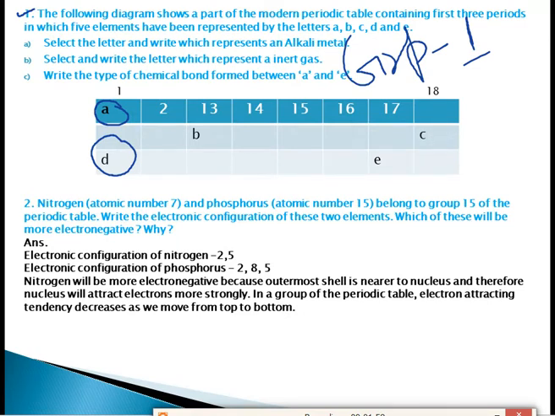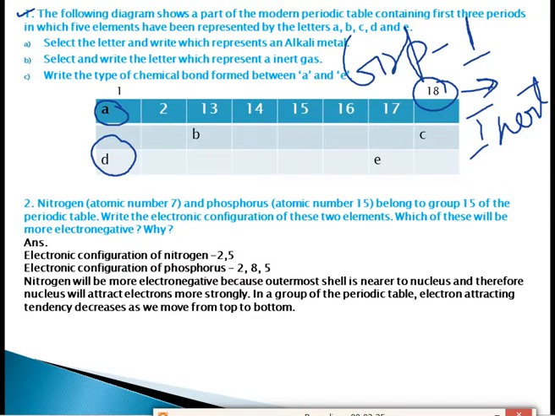Okay. The next question. Select and write the letter which represents an inert gas. Inert gases. Which group represents inert gases or noble gases? Group number 18, the last group. The last group represents the inert gases or the noble gases, like helium, neon, argon, krypton, xenon. Those all elements are present in group number 18 and are called inert gases or noble gases.